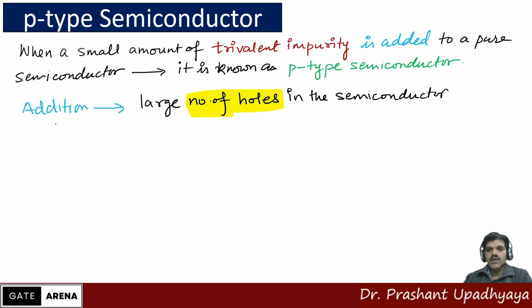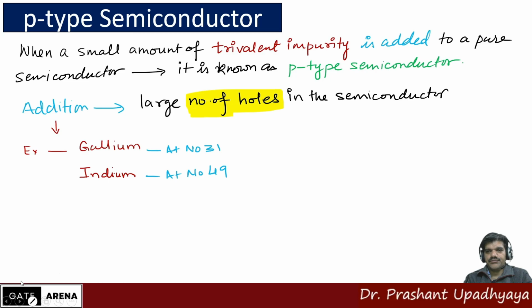We can take examples of trivalent impurities. We have gallium, which has atomic number 31, and indium, which has atomic number 49. When these trivalent impurities are added to the pure semiconductor, or our intrinsic semiconductor, they provide a large number of holes in the semiconductor.